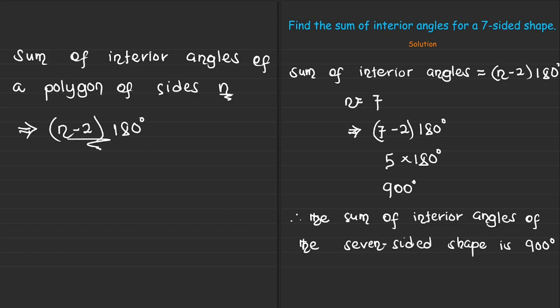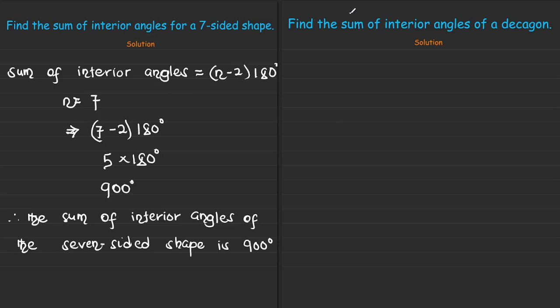Let's solve one other question. It says find the sum of interior angles of a decagon. Now you know what a decagon is. A decagon is a polygon with 10 sides. So since we want the sum of interior angles, write down our formula. The formula simply says the sum of interior angles of any polygon is given by n minus 2 then times 180. So in this case, our n is now a 10.